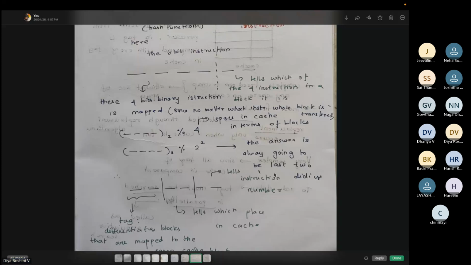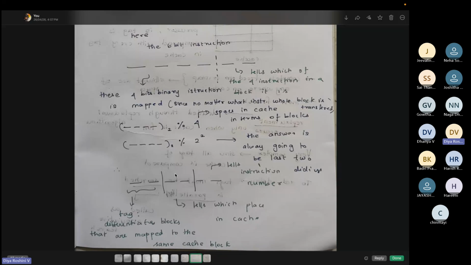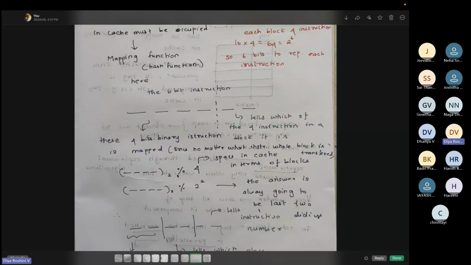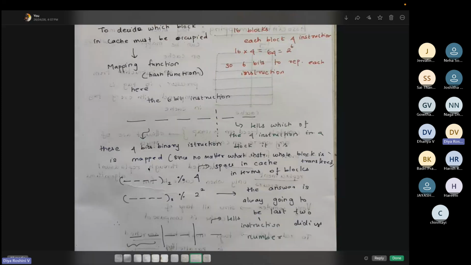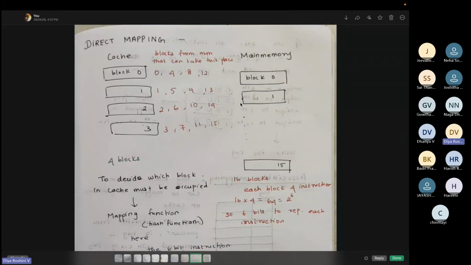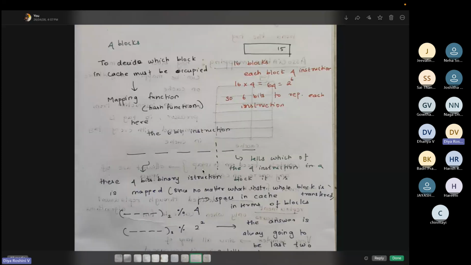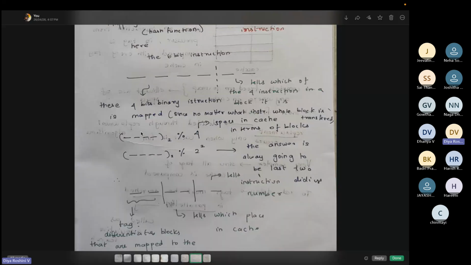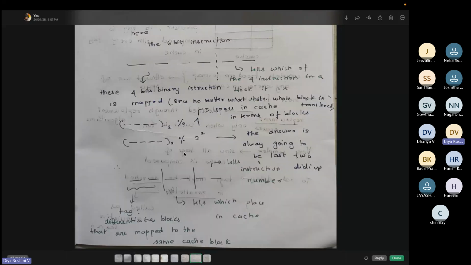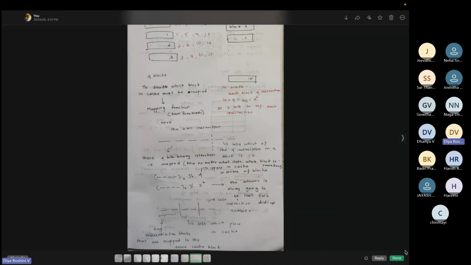So now in my 4 bits, it's mod 2 power 2, right? So the last 2 bits are going to give me the place in which the block from the main memory is to be mapped in the cache. And then we have the remaining 2 bits that are going to differentiate each block. Wait, I'll show an example. It will be clear afterwards.